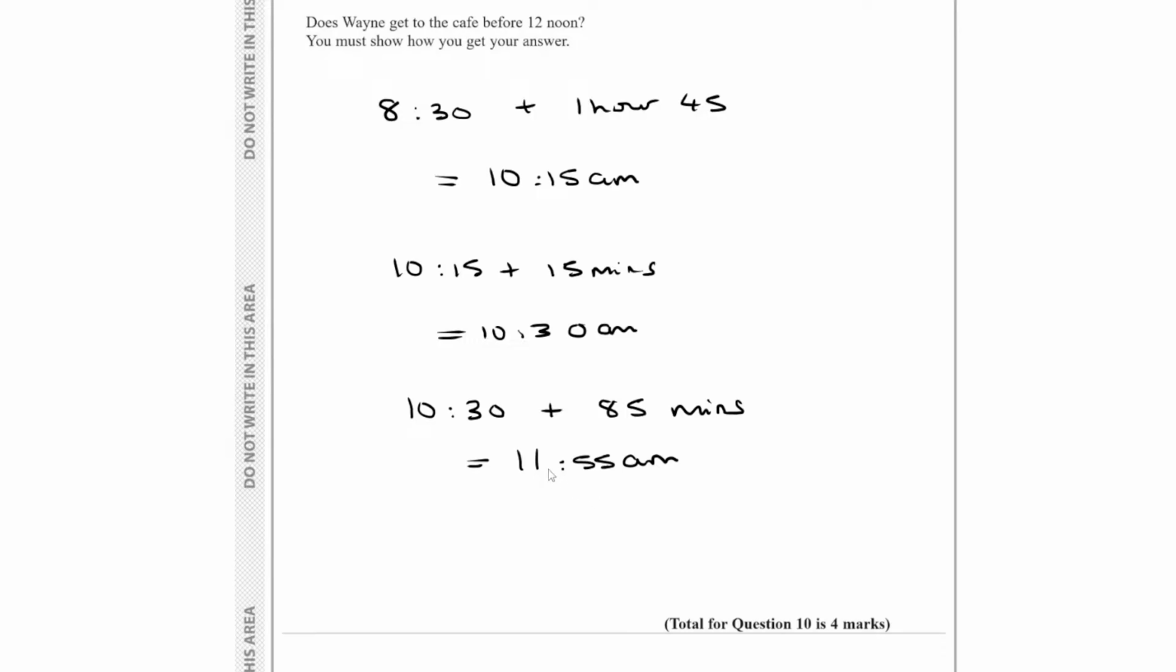11:55 a.m. So therefore that's before 12, like midday, isn't it? So you want to write yes. Obviously if it was no, you want to write no, but we need to write a confirmation of yes or no. So that's how I would just figure it out.